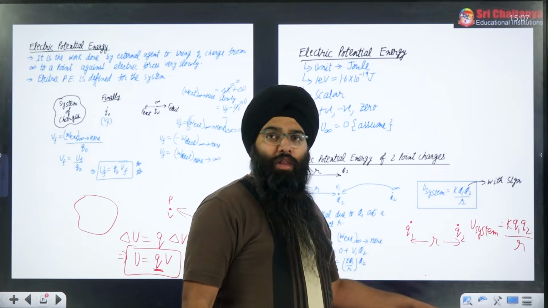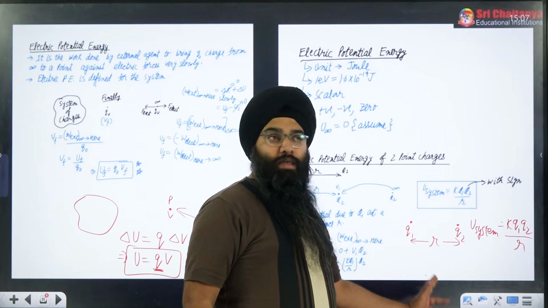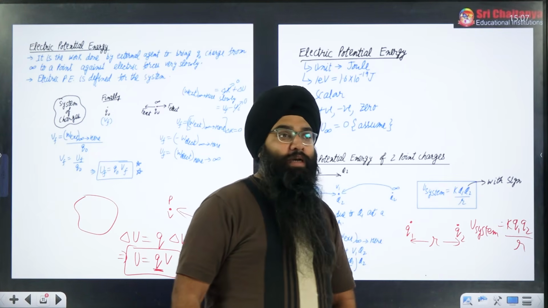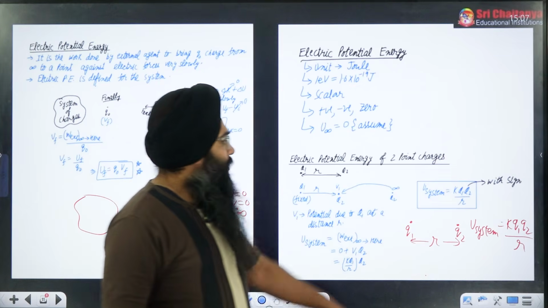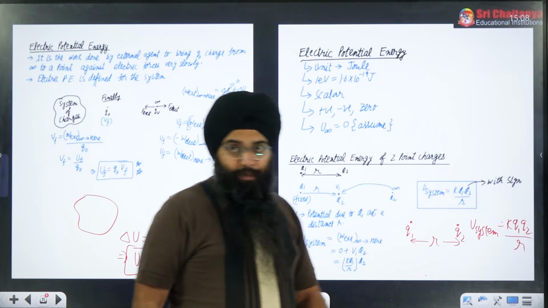So directly I am giving you the result: if you have two charges separated by a distance r, then the potential energy of the system will be directly given by K Q1 Q2 divided by r. And here please remember that Q1 and Q2 have to be put with sign.